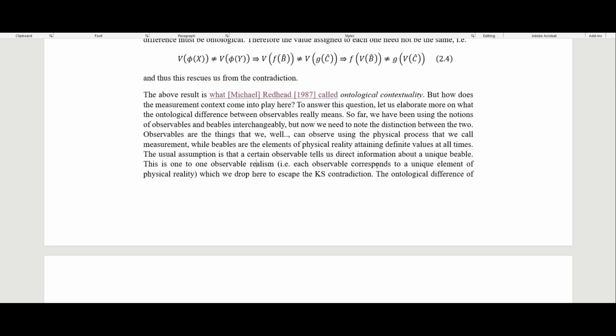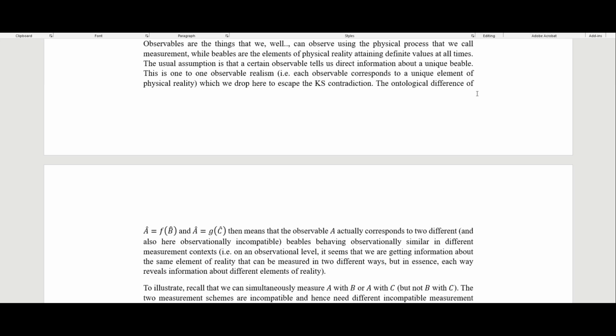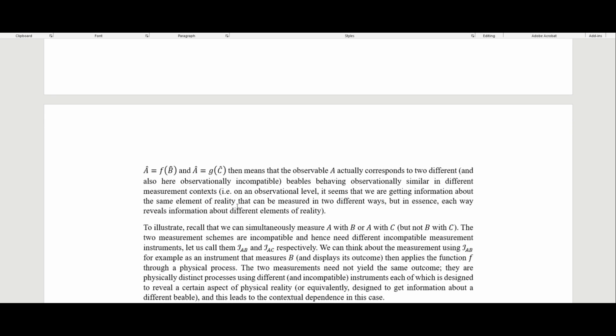So in other words, each observable corresponds to a unique element of physical reality, which we drop here to escape the Kochen-Specker contradiction. The ontological difference of our A as being a mapping from B and A as being a mapping from C then means that the observable A actually corresponds to two different and also here observationally incompatible beables, behaving observationally similar in different measurement contexts.